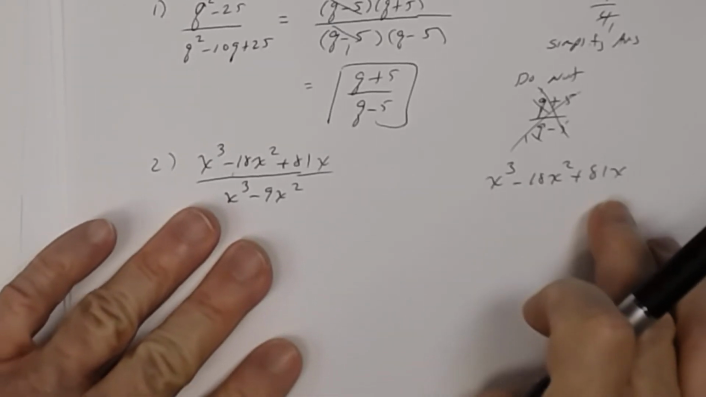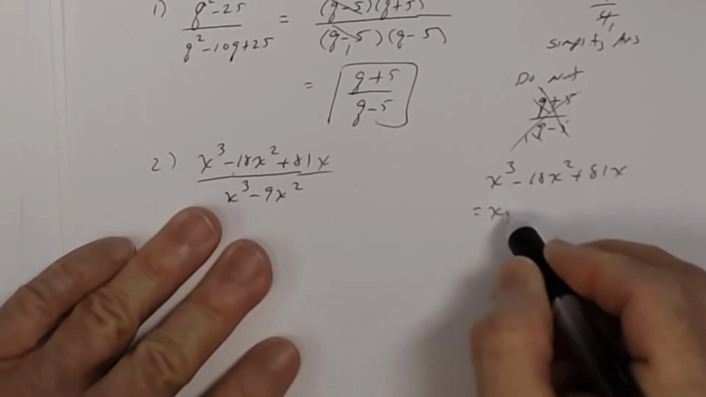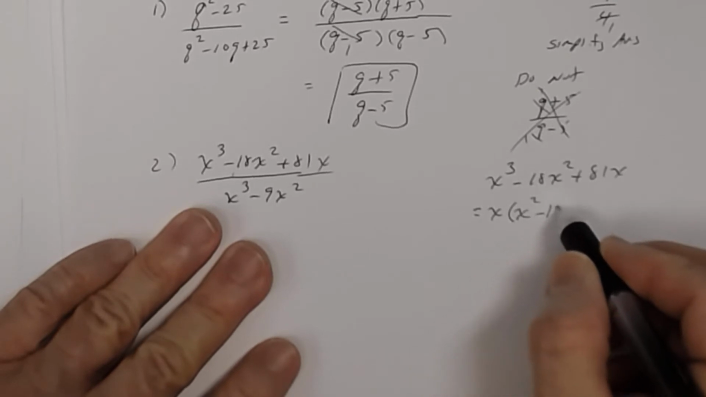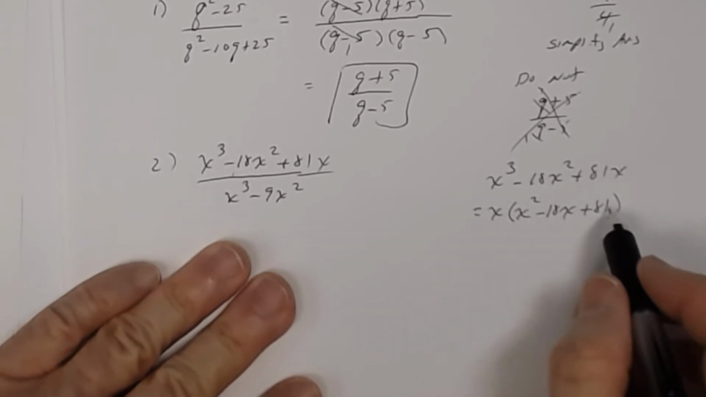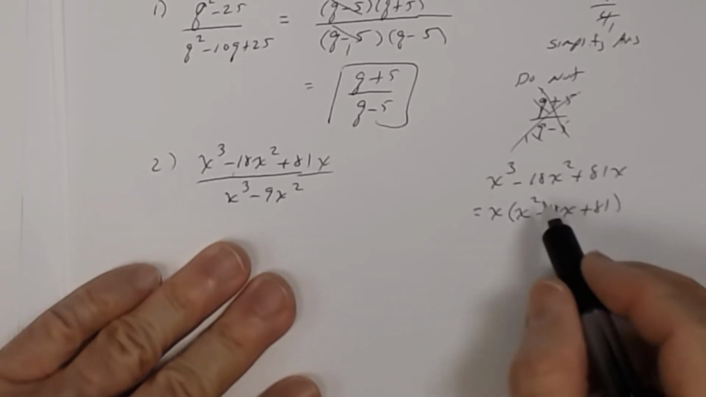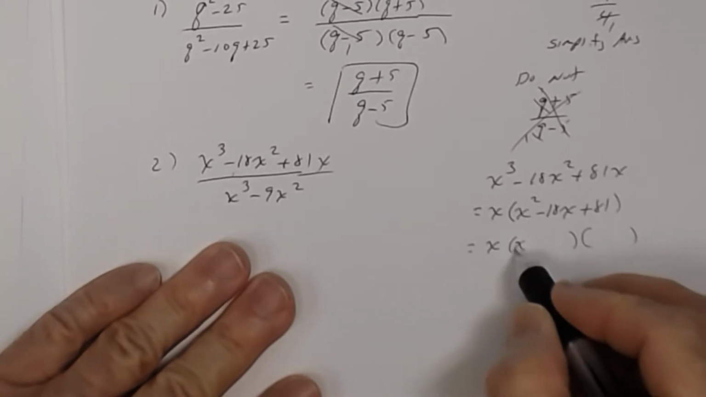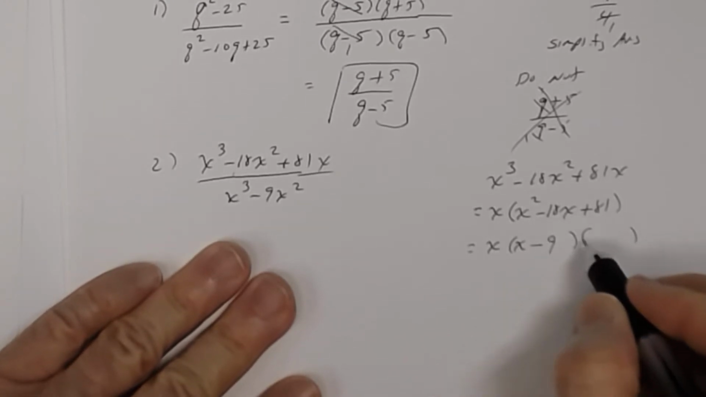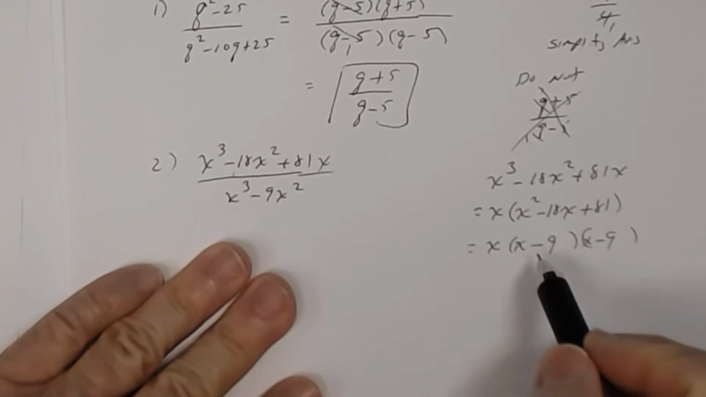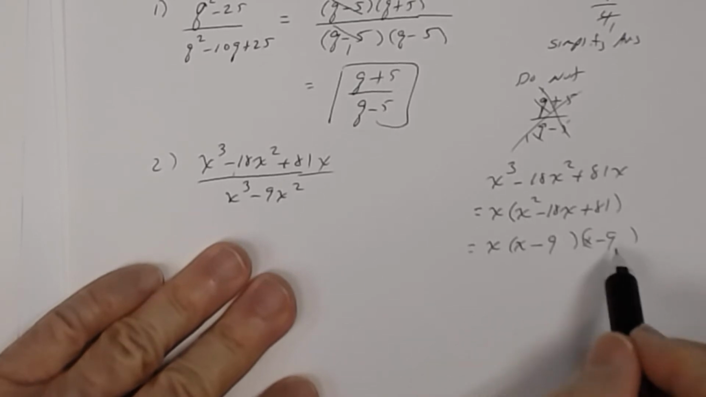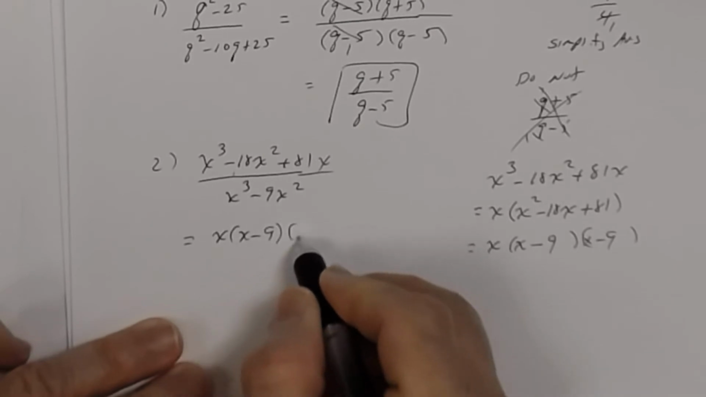So in this one, it looks like I can factor out an x, right? So the GCF is x. So let's do that here. So that's going to equal x. And so I get x squared minus 18x plus 81. And remember, just like you did before, you need to check and see if you can factor this trinomial further. And you can. So I get x times, and then let's see, that's going to be x minus 9, x minus 9. So x squared minus 18x plus 81 is x minus 9 times x minus 9. Now that's going to go in the numerator. So you're going to say x times x minus 9 times x minus 9.